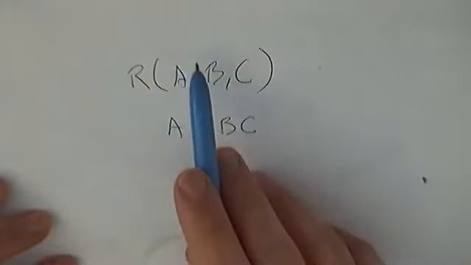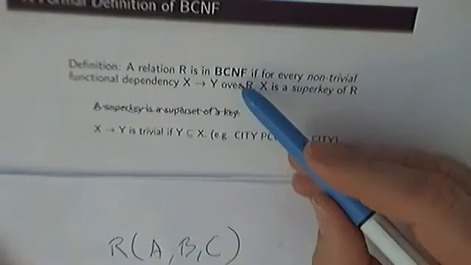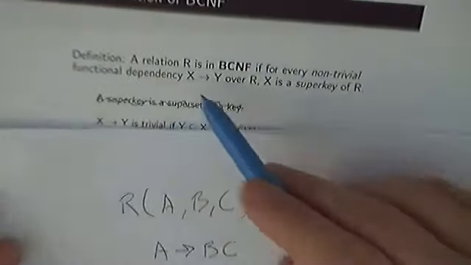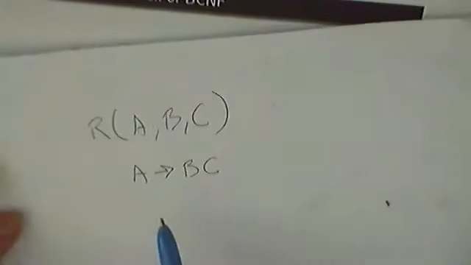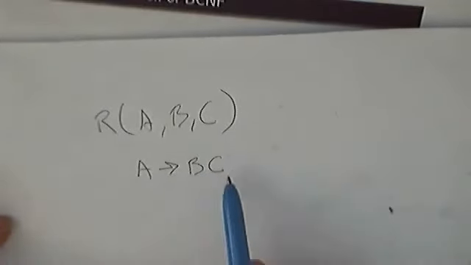Is this in BCNF? R is in BCNF if for every non-trivial functional dependency, and that is this right here, A goes to BC, is that trivial? No, it's not trivial. It's not like ABC goes to BC, it's A goes to BC. So it's actually telling you something.